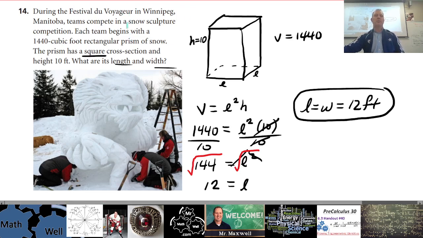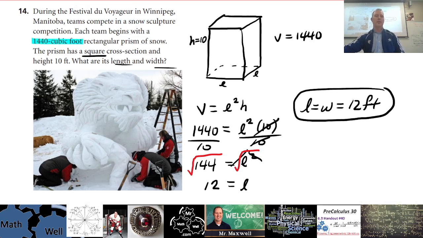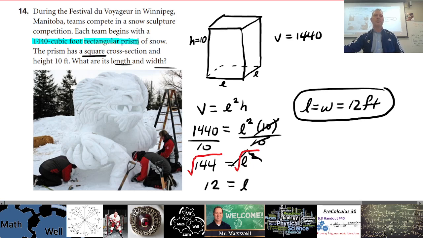But you want to pick up things like, 1,440 cubic foot. Okay, so that's a volume, right? It's a rectangular prism. So a prism means that the base and the top are the same. The prism has a square cross section, so you have to know what a square is. And now you know what a cross section is if you didn't know before.